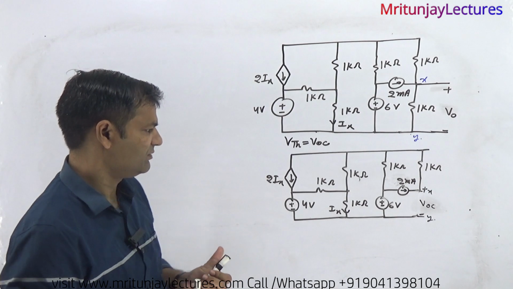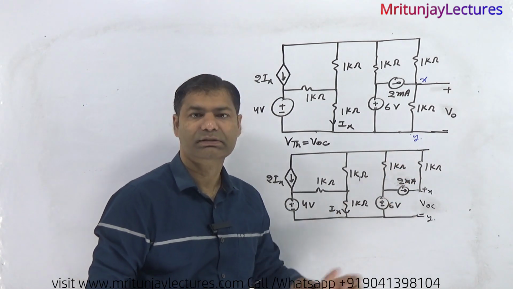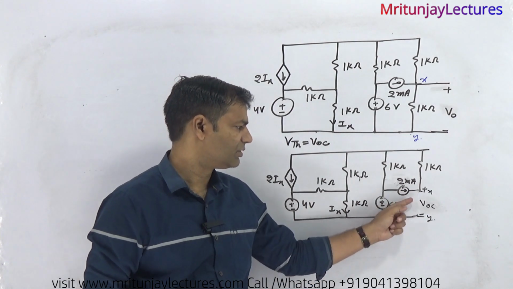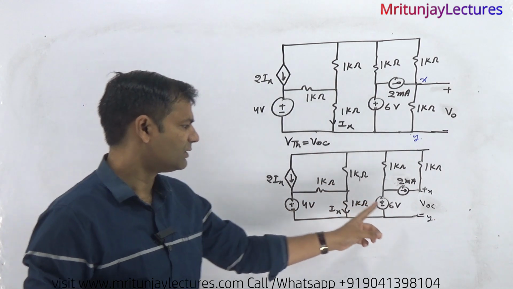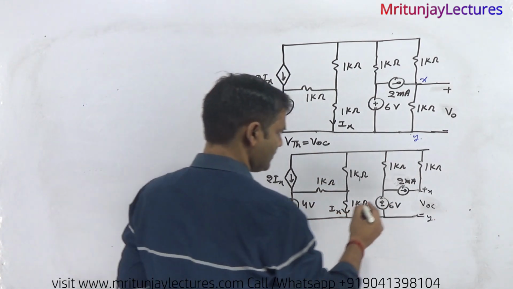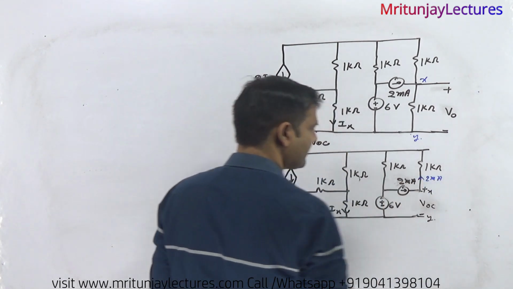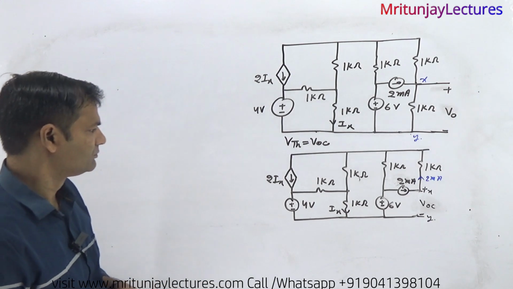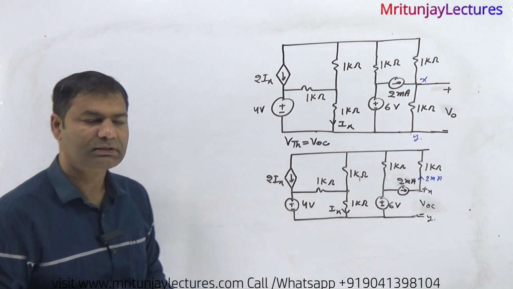Our motto is to determine V of OC. We can follow this path or this path, but if we follow this path, then we have an unknown voltage. So we follow this path. Clear? Now that is 2 milliampere, so it is also 2 milliampere. Clear? That is 2Ix, that is 4 volt, here Ix.